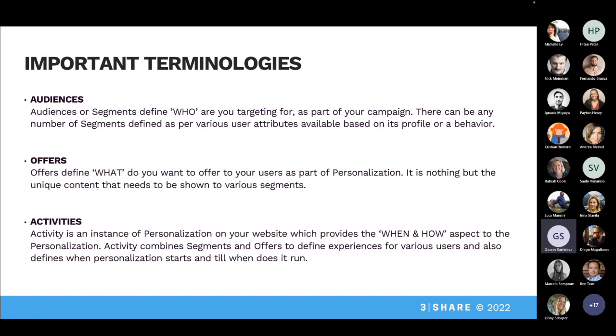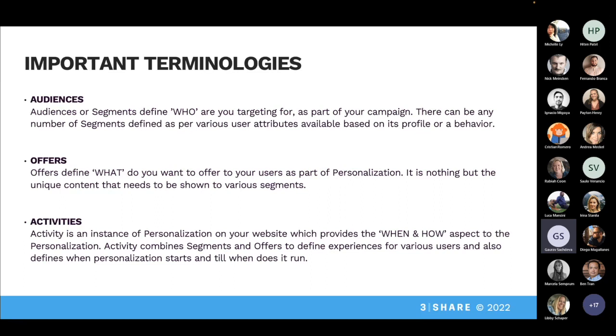Offers is nothing but it defines what you want to offer. For example, we saw 2 or 3 different versions of the same component for a page. Each of these is basically an offer, which will have its unique content that needs to be shown for every segment. And an activity is basically the combination of audiences and offers, which we can think of as an instance of personalization, which defines when and how, on what page, and till when the activity should be started and when it should end.